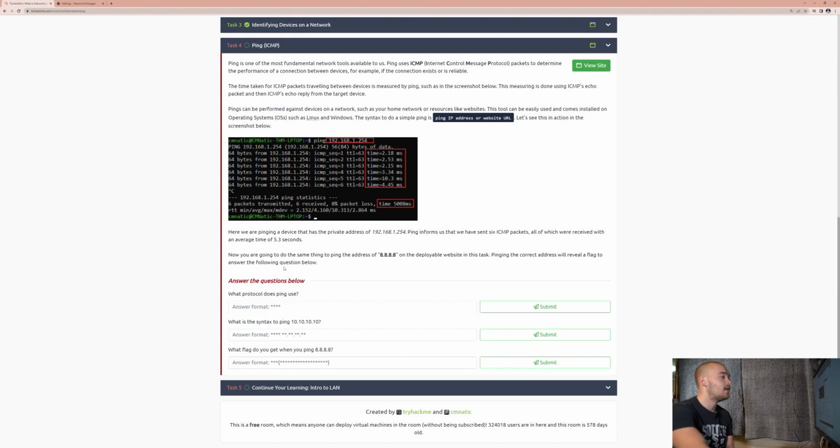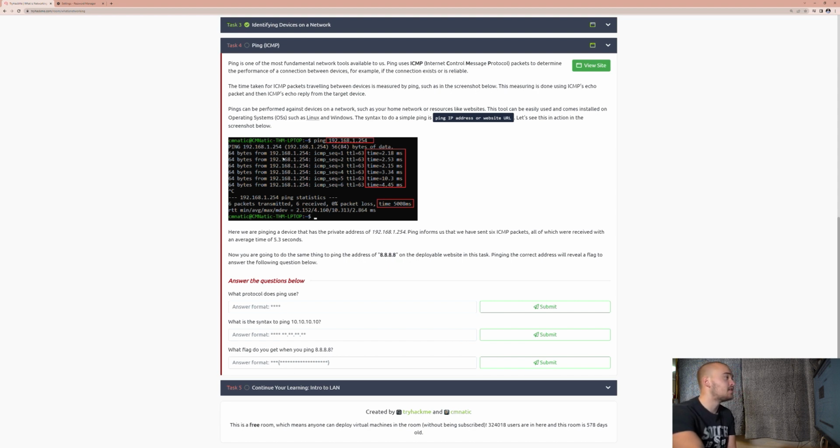So here we are pinging a device that has a private address of 192.168.1.254. Ping informs us that we have sent 6 ICMP packets, all of which were received with an average time of 5.3 seconds. Now you're going to do the same thing to ping an address of 8.8.8.8 on the deployed website in this task. Pinging the correct address will reveal a flag to answer the question below. So before we get to that flag, let's answer these couple questions first.